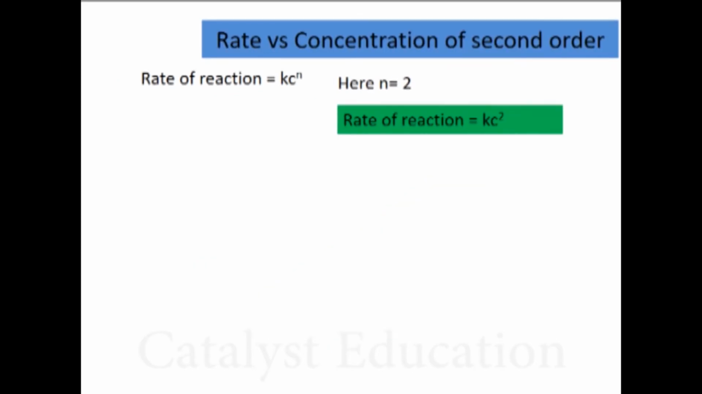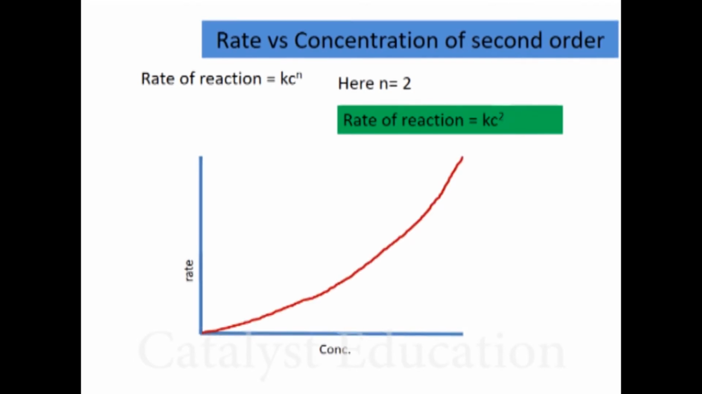Rate versus concentration for second order reaction. Here we know n is equal to 2, so rate of reaction is equal to k c squared. So in the graphical relation, rate versus concentration, here the gradient is k. Here the relation is an exponential relation.